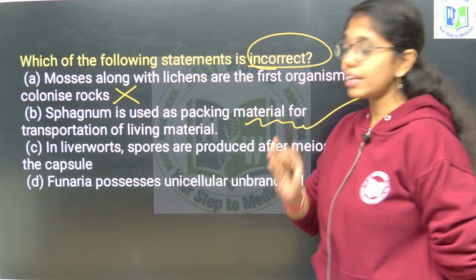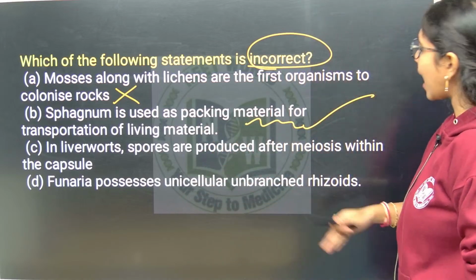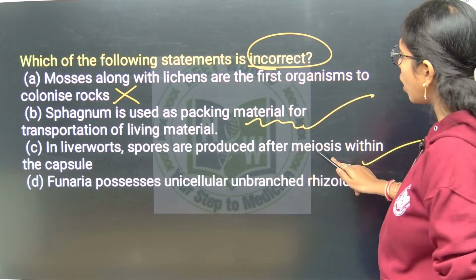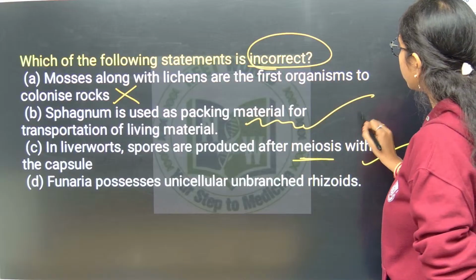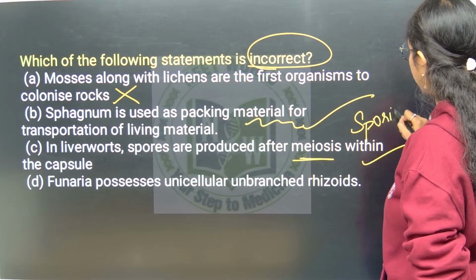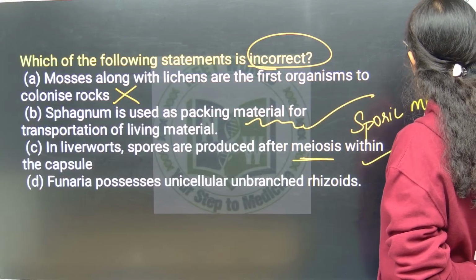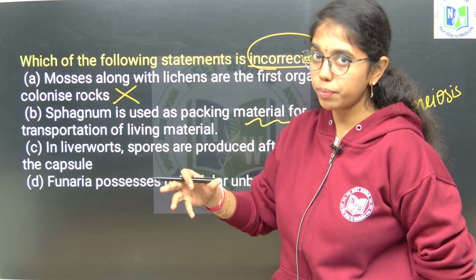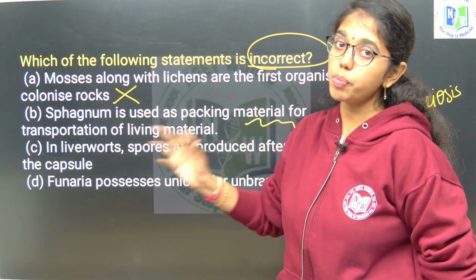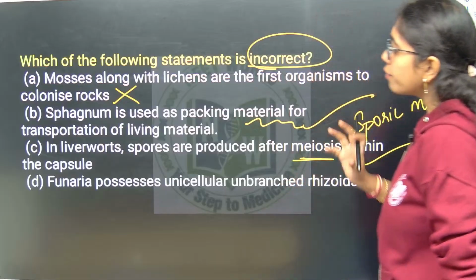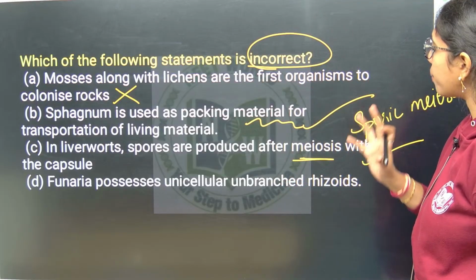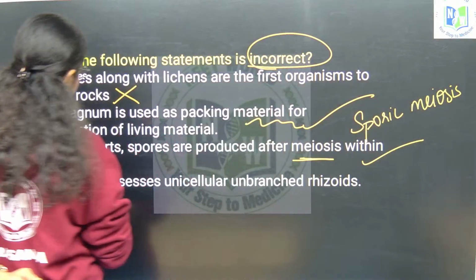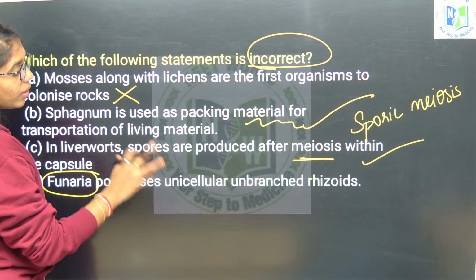In liverworts, spores are produced after meiosis within the capsule. Yes. What meiosis is happening here? Sporic meiosis, where spore mother cells present in the capsule of the sporophyte undergo sporic meiosis and spores are dispersed into the atmosphere. And then Funaria possesses unicellular unbranched rhizoids. No, Funaria will possess multicellular branched rhizoids.